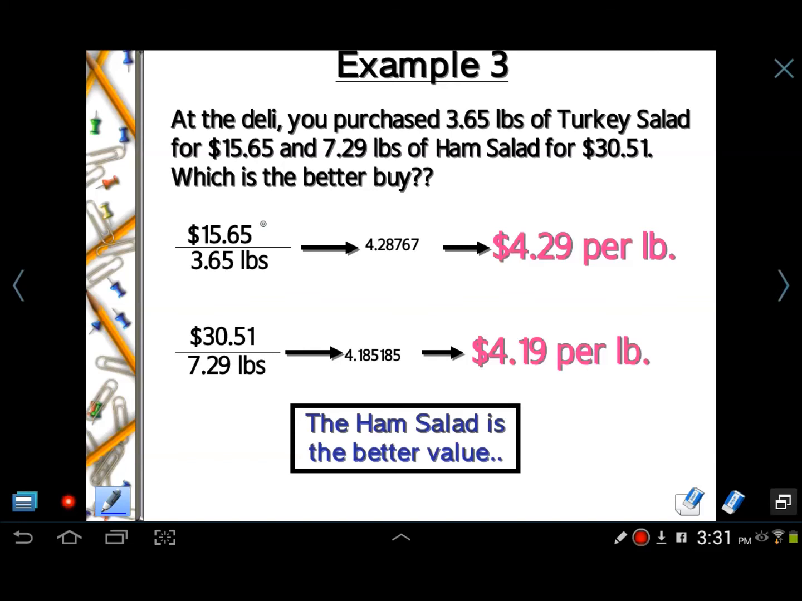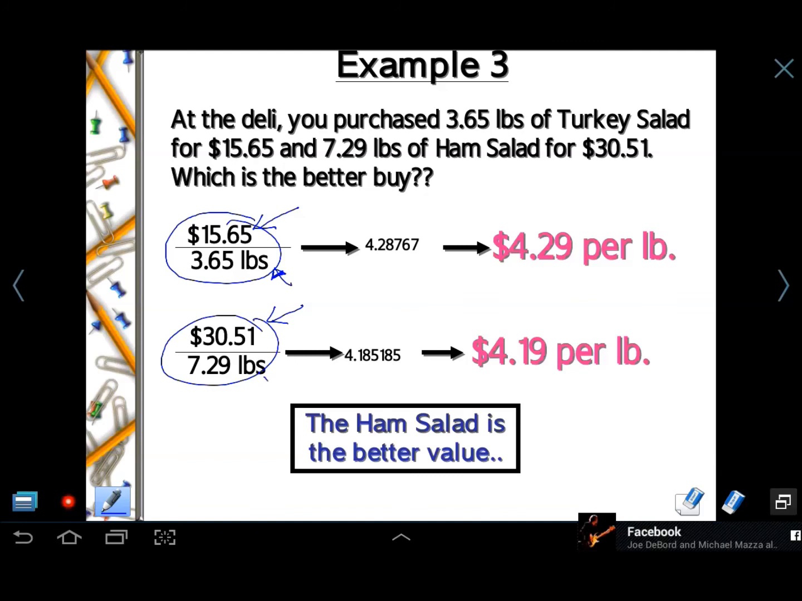explain what I did. So I set up my ratios right here. Dollar amount, you'll notice, is on top. That's your first number in your ratio. And whatever the quantity is, like a weight, that's on the bottom. You do the division, and you get kind of a long decimal. You don't want to put too many numbers past the decimal. This is a dollar amount. So that 8 was next to a 7, so it rounded up to a 9. That's why I have 4.29. Right here, I have 4.18, but that 8 is next to a 5, which makes it round up as well. So that turns into a 9, okay?